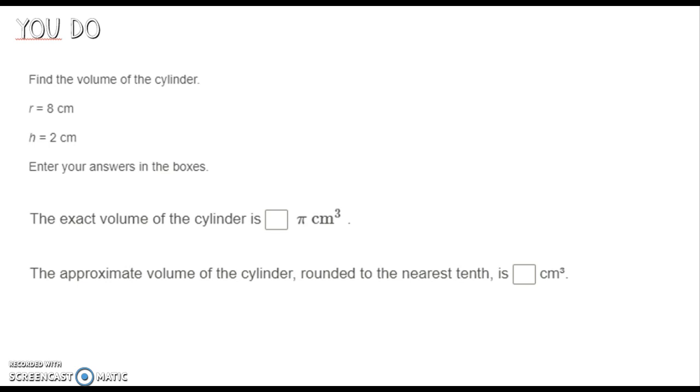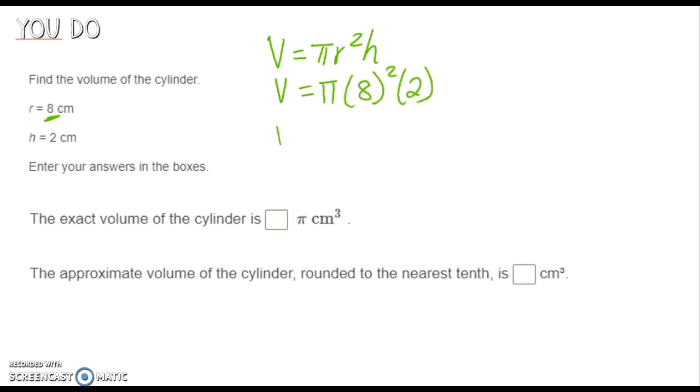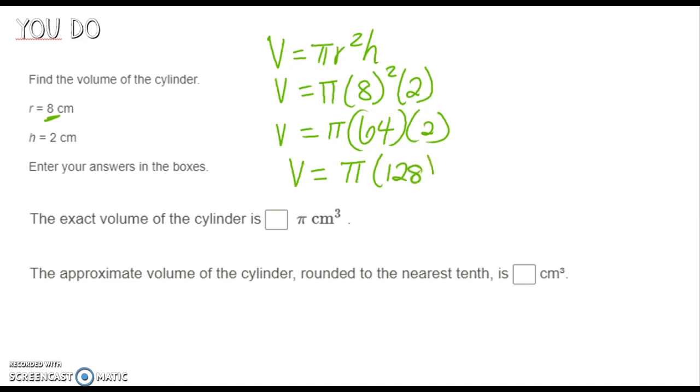I hope that gave you just a moment to go ahead and find this volume. So recall the formula: volume equals pi r squared h, where that r is our radius. So we're going to plug that radius in, we're going to square it, we're going to plug in that height. 8 squared is 64, so 64 times 2 is 128. So our exact volume is 128 pi.